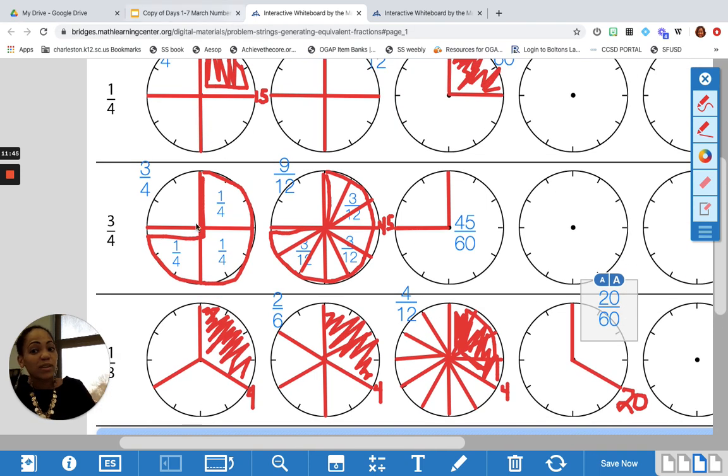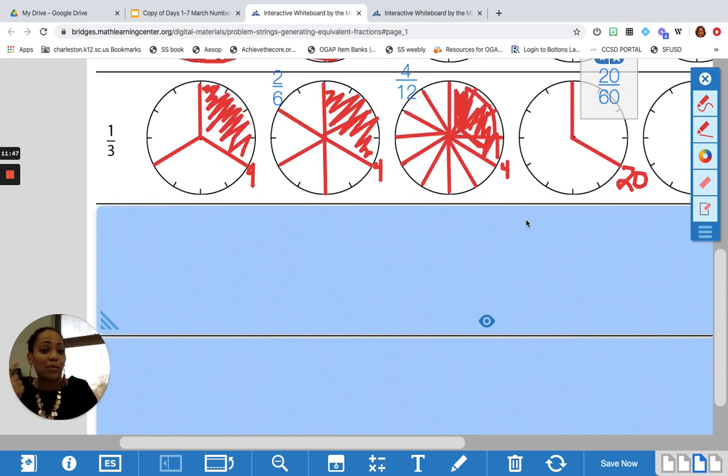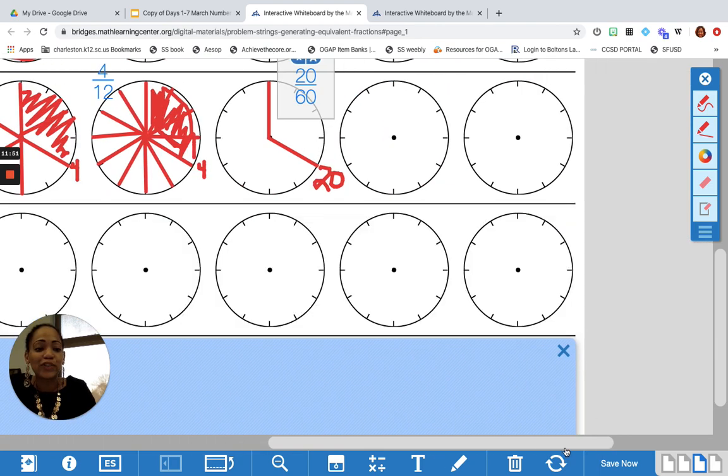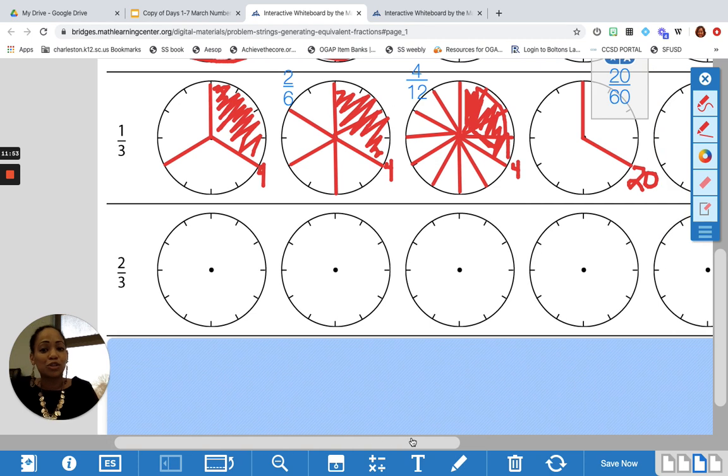Can you guess what's going to come next? I went from 1/4 to 3/4. Now I'm going from 1/3 to, you got it, 2/3. If you know 1/3, you should be able to figure out 2/3. So pause this video once more and go ahead and solve it.